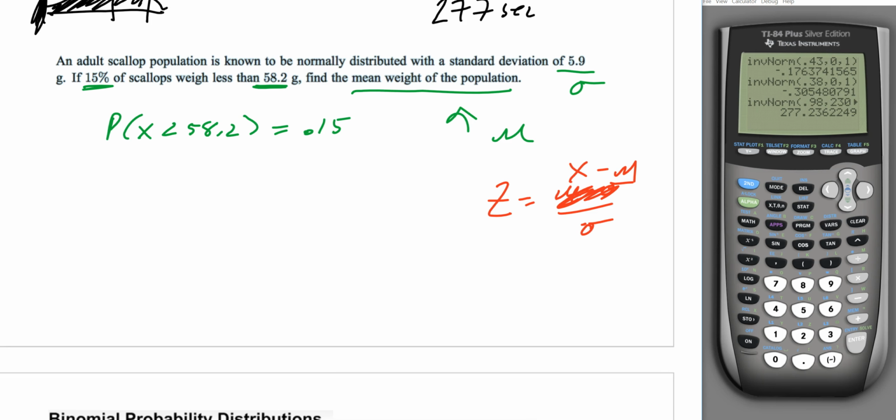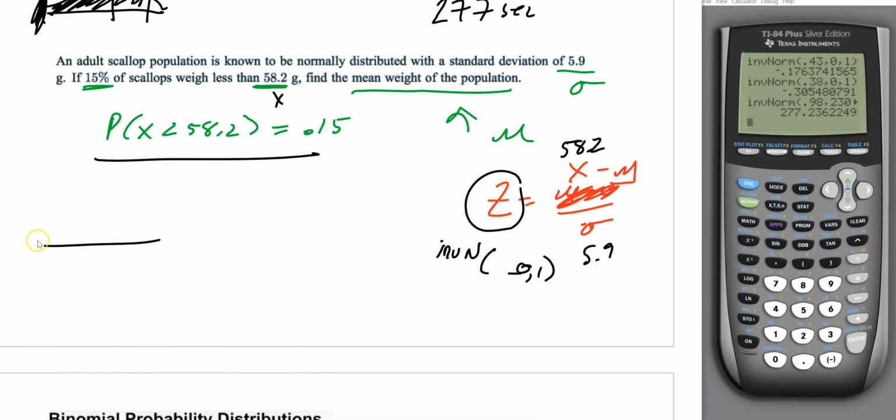In this case, I'm trying to look for the mean. So I don't have this. I do have this as 5.9. I have my x right here, 58.2. So what I've got to find is my z. And look, we did like 20 practice problems on how to find z, right? Z is always the invert normal with the standard deviation, with the 0 and 1. Standard normal. So all we've got to do is draw this picture.